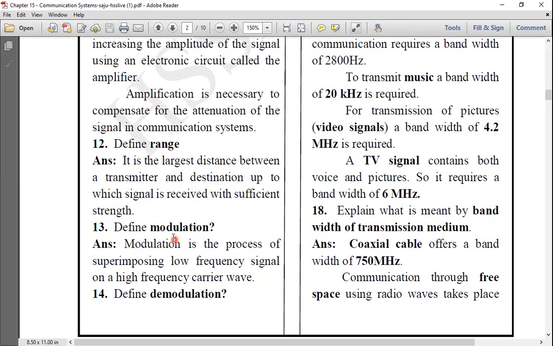Next is define modulation. Modulation is the process of superimposing low frequency signal on high frequency carrier wave. This modulation, why it is necessary? Basically, modulation means change. If I am speaking, this voice should go to many people, or it should reach many people via channel, we can say. Then we should modulate whatever the wave is with high frequency carrier wave, and that is nothing but modulation.